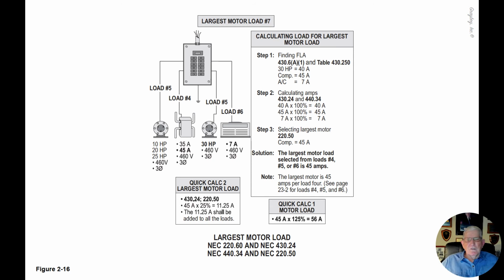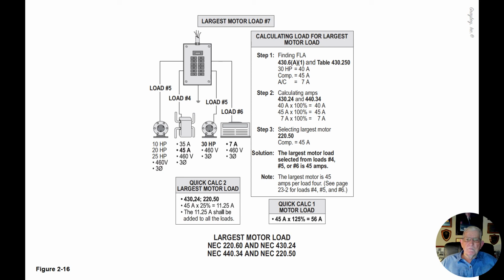So calculating the load for the largest motor load, we'll apply step 1. And again, to find the full load amps of the motor, not the nameplate, but the full load current by the table, we'd look at 430.6(A)(1). And again, Table 430.250 using the 460 volt 3-phase column. The 30 horsepower motor is 40 amps. The compressor is 45 amps. And the AC unit is 7 amps when we do our comparison here. So which is the largest so far? The compressor at 45 amps.